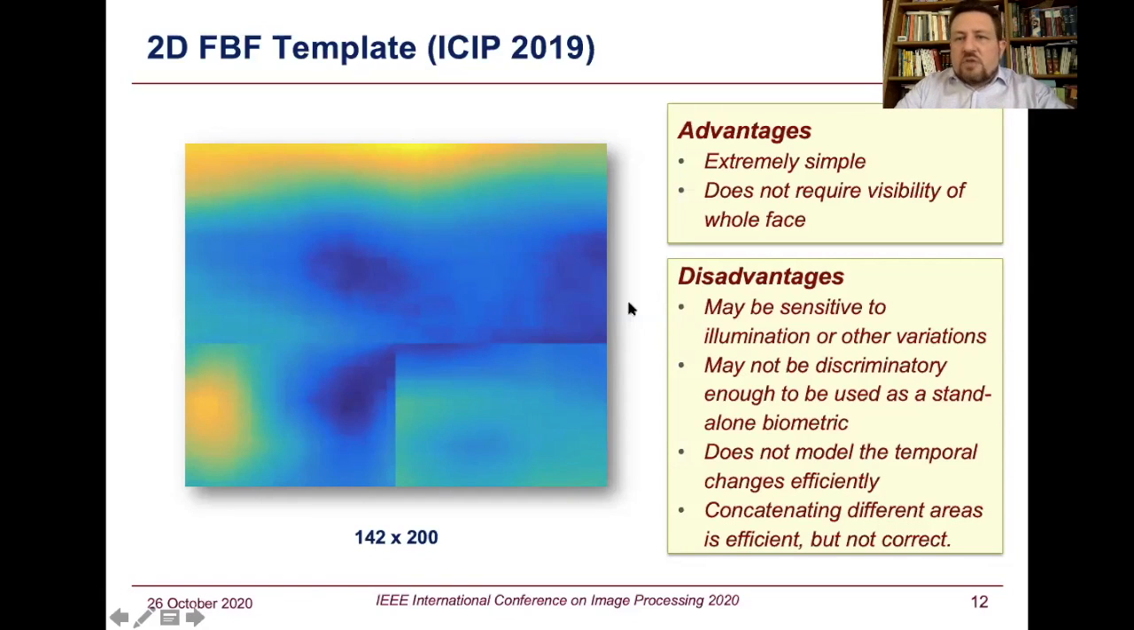So the advantage of that is that it's extremely simple, and of course doesn't require the visibility of the whole face, just these three areas. Now, we have a couple of disadvantages: the illumination must play an important role, and it may not be a good standalone biometric by itself. But the main worry was that the temporal changes were not modeled efficiently because we average here. So we destroy the temporal elements essentially.